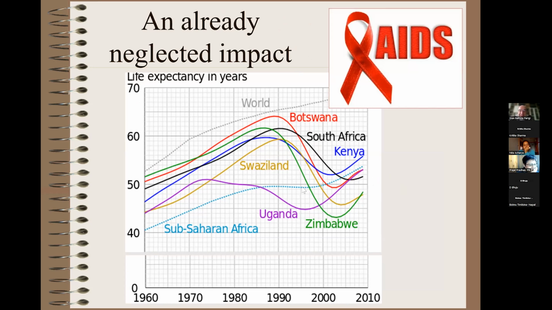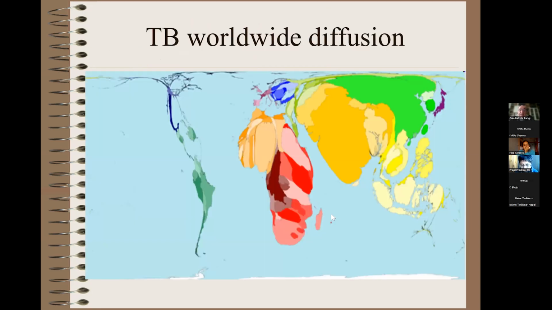But AIDS was the cause for some African countries to lose years of life expectancy. Take Botswana. In 1990, its life expectancy was 64 years. It fell down to 49 years. Zimbabwe, 62 years. They went down to 43 years. It is an absolute disaster.